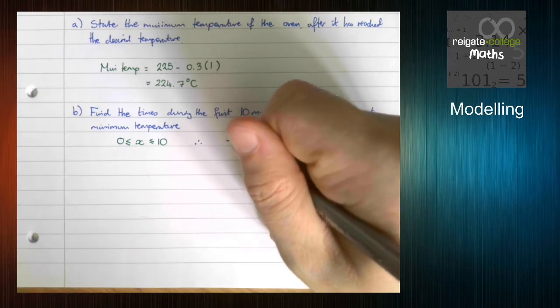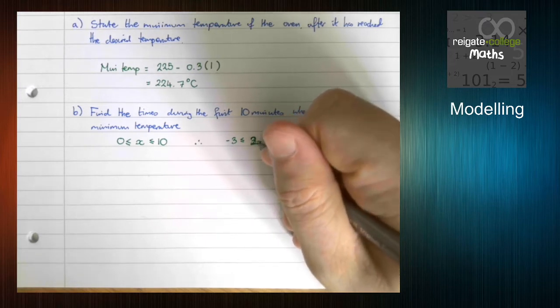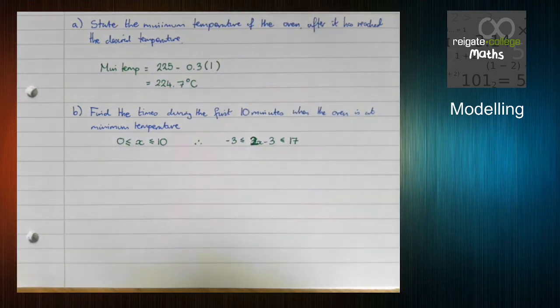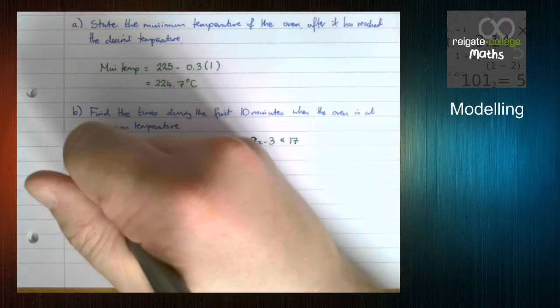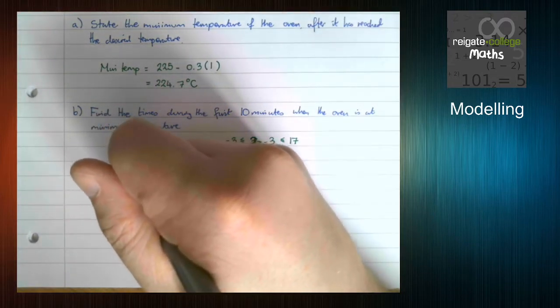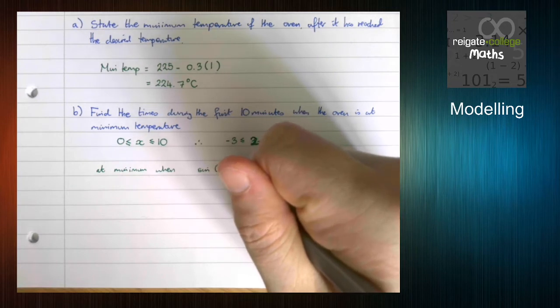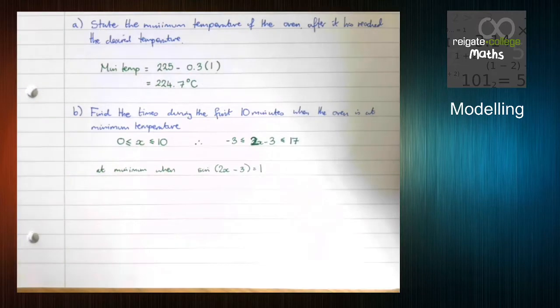Which means that we are solving for 2x minus 3 between -3 and 17. So this is quite a big interval, so we can probably assume there's going to be at least 3 answers, maybe more than that. But beyond that, it's just a case of going, well, let's just solve an equation. We've already decided that it's at its minimum when sine of 2x minus 3 equals 1. Remember, we are solving in radians. So we just solve that.